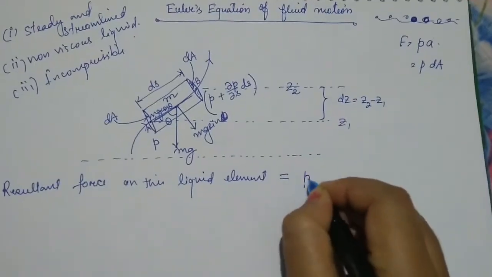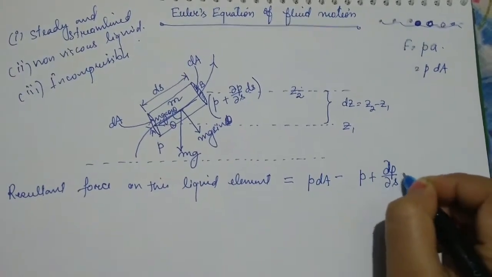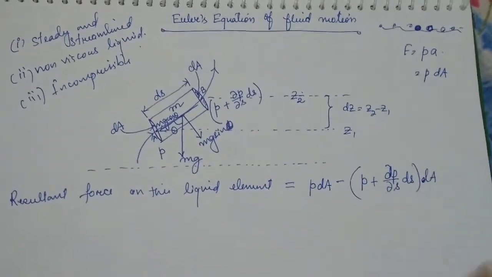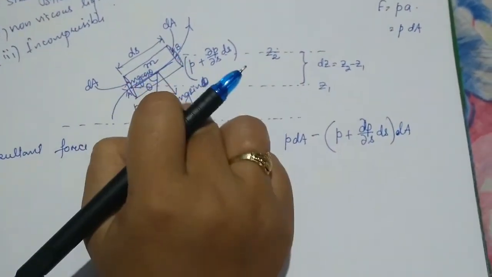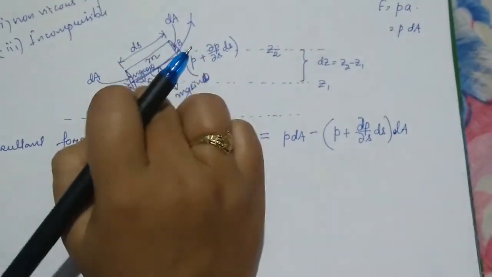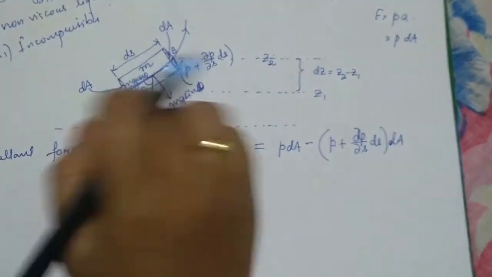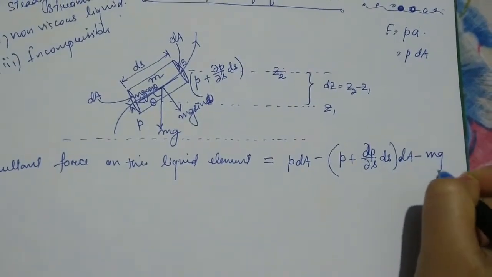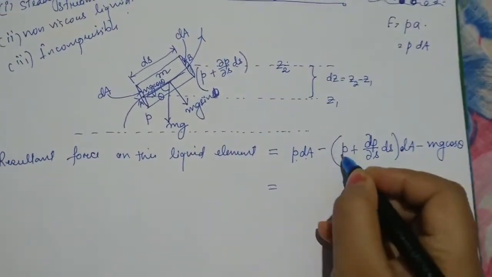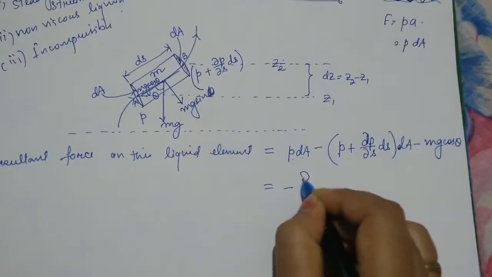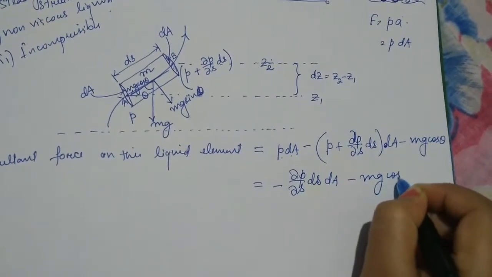So initial pressure is P into dA, final pressure is (P + ∂P/∂S ds) into dA. Again you can see that this force mg has two components: mg sin theta along the liquid flow, and mg cos theta, which is not helping the liquid flow. It is in the downward direction, so it is minus mg cos theta. Therefore, the P dA terms will cancel. The only thing remaining is ∂P/∂S ds dA minus mg cos theta.